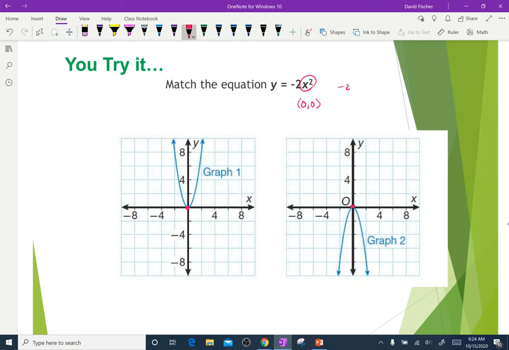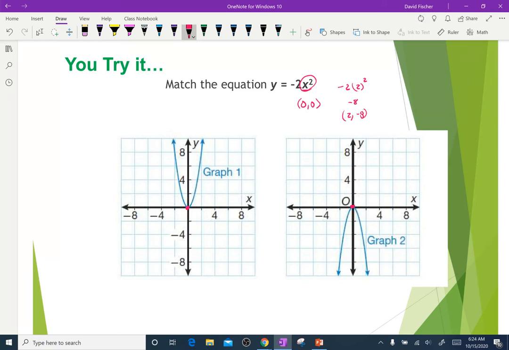Now, very important here. This 2 only goes to the x. So let's pick a different number. What do you want? Let's pick 2. If I square 2, 2 times 2 is 4. 4 times negative 2 is a negative 8. So I put a 2 in and I got a negative 8.